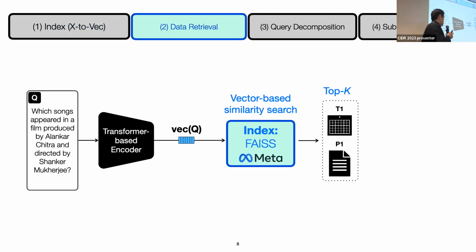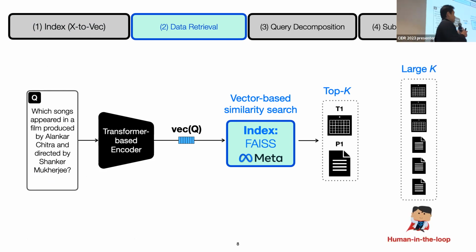For the data retrieval part, it's very simple. Given any query, we use the pre-trained encoder to generate the embedding of the query, and then we use the index to find the top K results. Sometimes, if K is small, you cannot find a very good document. So sometimes we can enlarge K to, let's say, 10 documents, maybe 15, and we have a human in the loop to select some of them to answer the query.